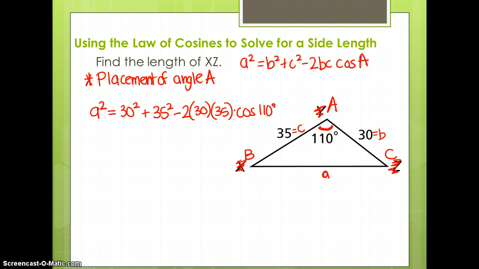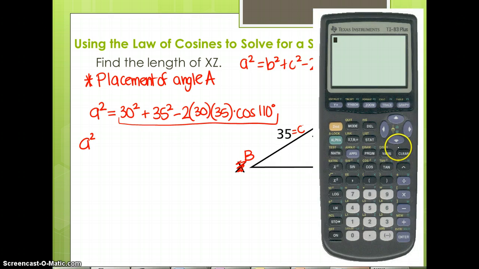Unlike some problems that you have been doing, the nice thing about this is we're looking for side a, and notice on the right side of this equation there's nothing but numbers. So this is the sort of thing that in its entirety you want to go ahead and put into your calculator. What I would suggest is carefully typing the whole line in all together: 30 squared plus 35 squared minus 2 times 30 times 35 times cosine of 110. I'm going to make sure I'm in degrees, just wanted to double check. As long as I'm in degrees, we should get the answer we expect.